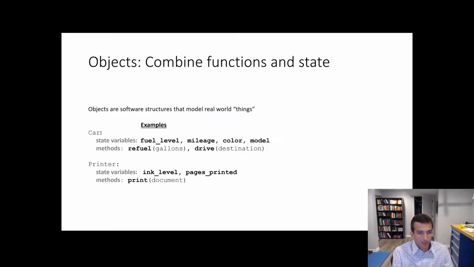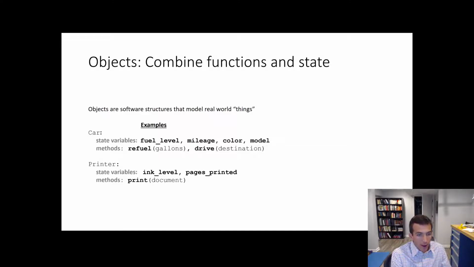And if you wanted to refuel your car, what would you have to provide as input to that function? Fuel amount. The number of new gallons, right? And so the body of that function might just be one line. Fuel level equals fuel level plus gallons, right?